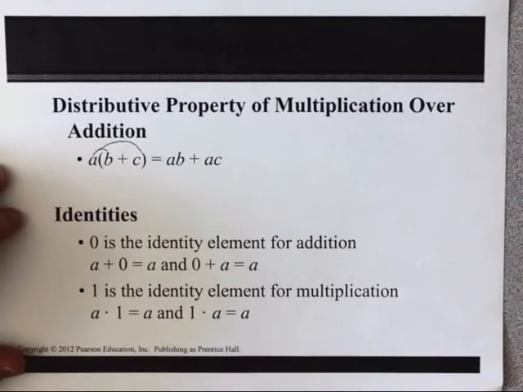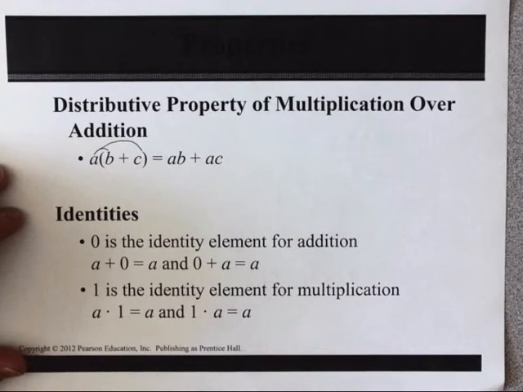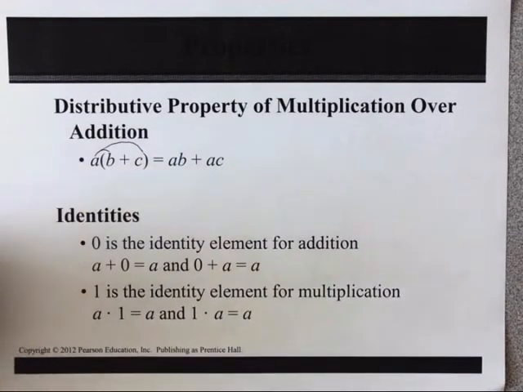Okay. Other properties, identity. Identity means you can do a math operation and get the exact same term as the answer. So if I add 0 to something, I get that same number back. Basically, that's what that's saying. If I multiply something by 1, I get that exact same number in return. So it doesn't change the value. The value stays exactly the same.